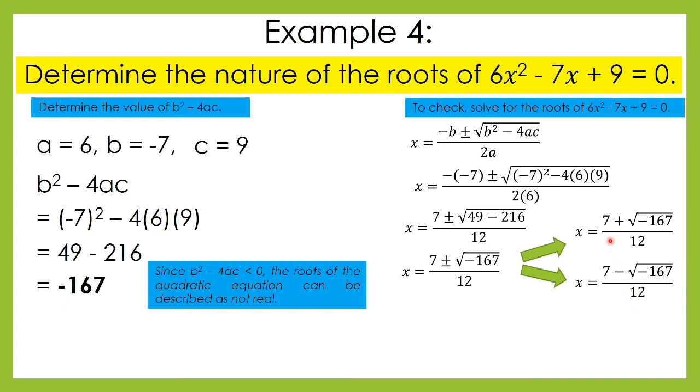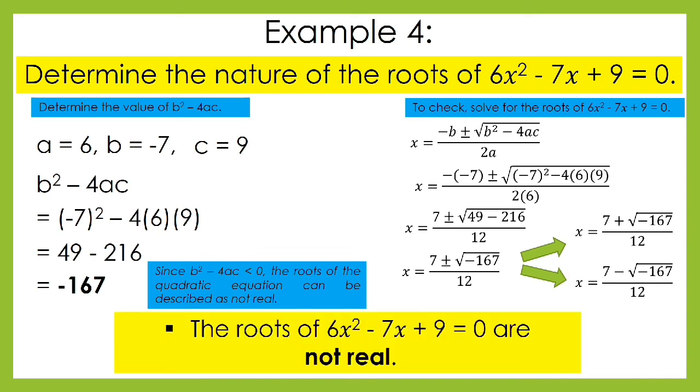As you can see, the roots are not real because we have square root of negative 167 which does not exist. Therefore, the roots of 6x squared minus 7x plus 9 equals 0 are not real. Always remember, if the value of b squared minus 4ac is less than 0 or a negative integer, then the roots of the quadratic equation are not real.